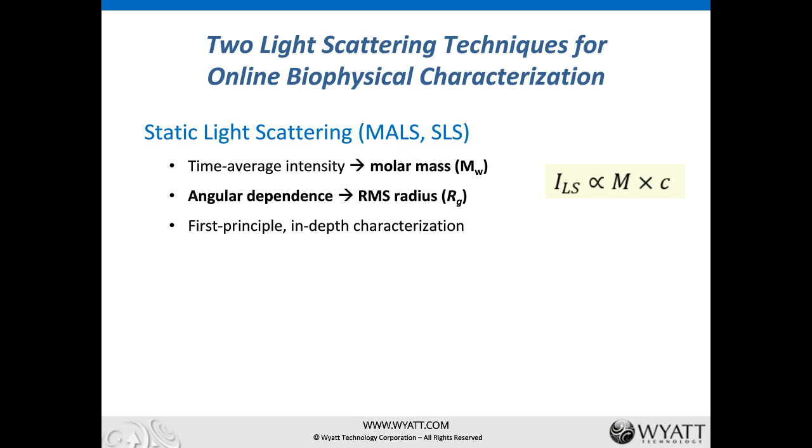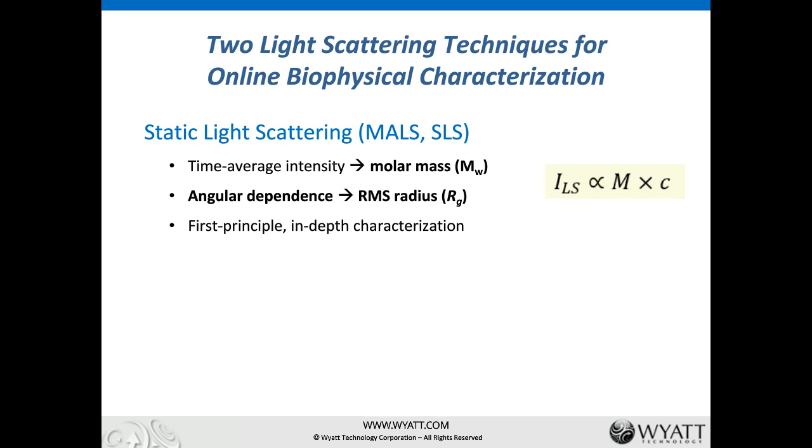Nowadays, people prefer to use a laser beam as the light source because it has very well-defined polarization and a very stable intensity. Because the scattered intensity is measured at multiple angles, this technique is also called multi-angle light scattering, or MALS. Since the scattered light intensity, as we show here, is proportional to both the mass concentration and the molecular weight of the macromolecules, we can calculate the molecular weight if a concentration detector is used together with the MALS detector.